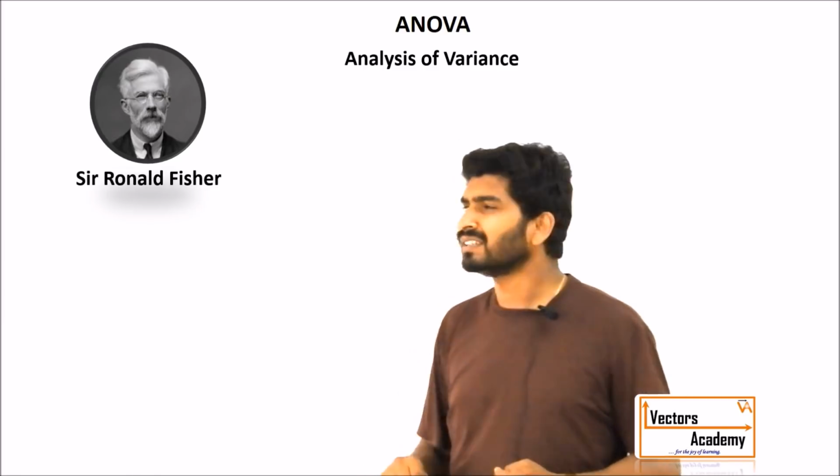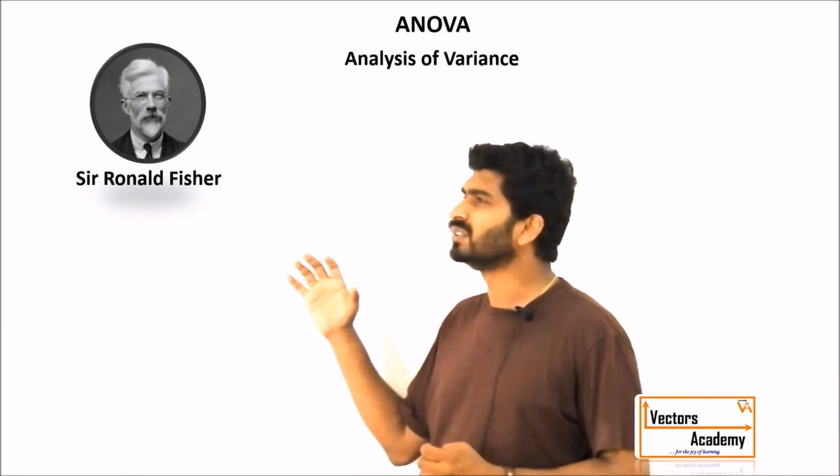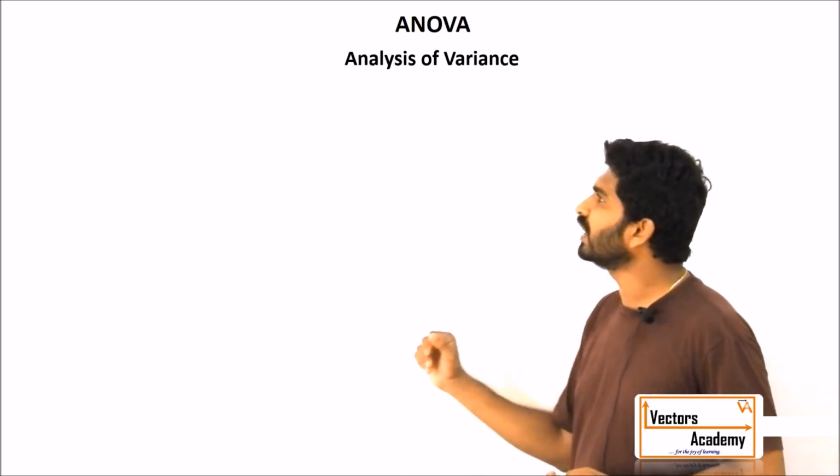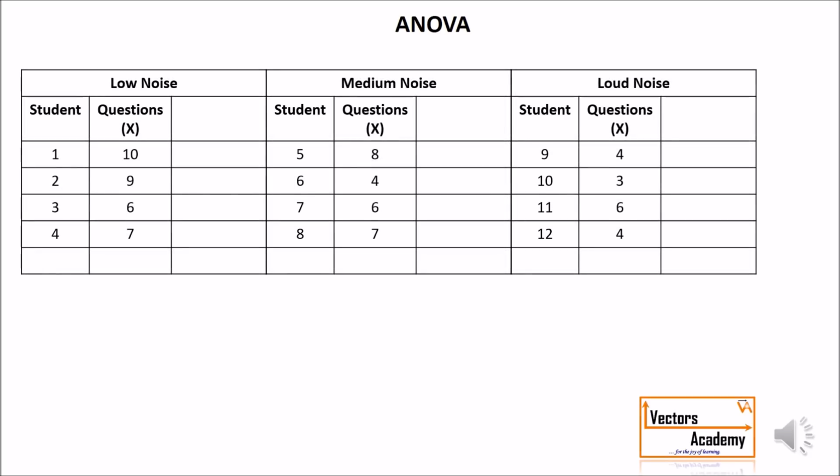Okay. Now, let us see how to solve this. Let us see how this helps in solving the correlation. Consider this example. You can see this table represents the amount of noise which is there and the number of questions students can solve. There are three different categories made. The first one represents the low noise. In this you can see the first student can solve 10 questions, the second one can solve 9 questions and so on. In such a way, there are three categories which have been named as low noise, medium noise and loud noise, and the number of students in each category is 4.